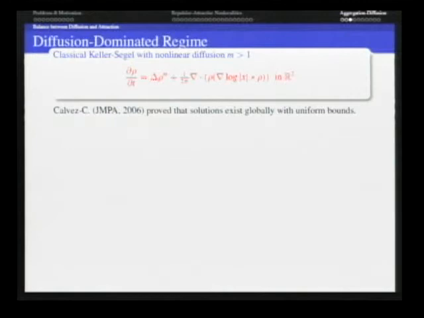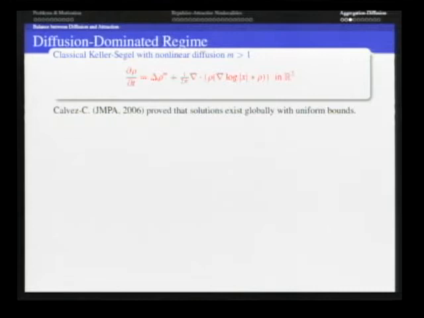So with Calvez, we proved some years ago that you have global existence of solutions and that they are bounded in time uniformly. So with this, we have, if you want, another way of regularizing the classical Keller-Segel after blow-up. But the question that remains open is, what about the long-time asymptotics?